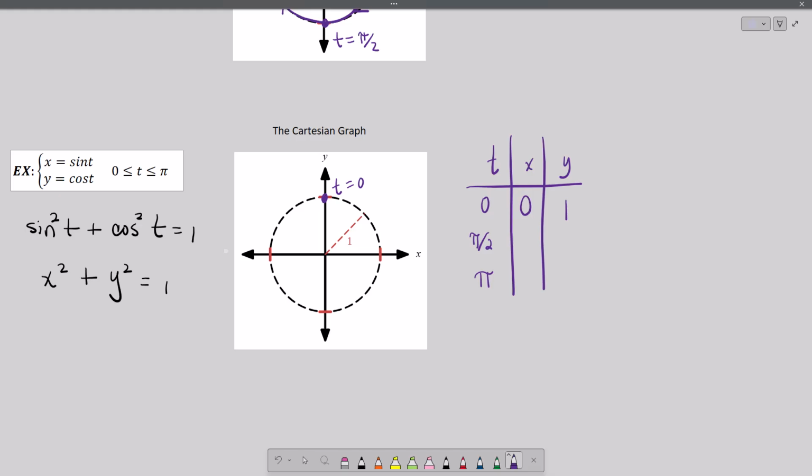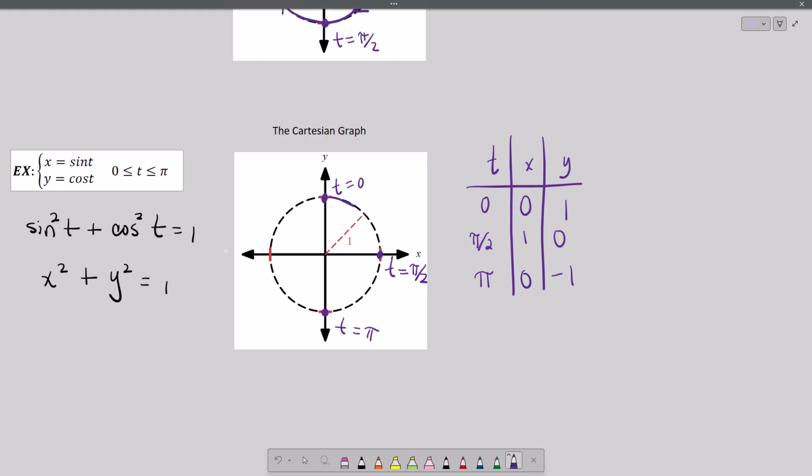Plug in pi over 2, and we end up with x being sine of pi over 2, which is 1. Y is cosine of pi over 2, which is 0. So 1 comma 0. This is where we are when the angle, or the parameter, is pi over 2. And plugging in pi, sine of pi is 0, cosine of pi is -1. So 0, -1, right there.